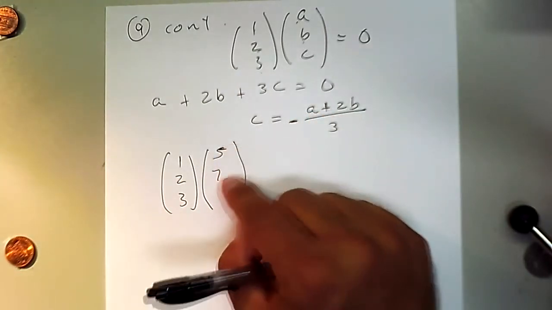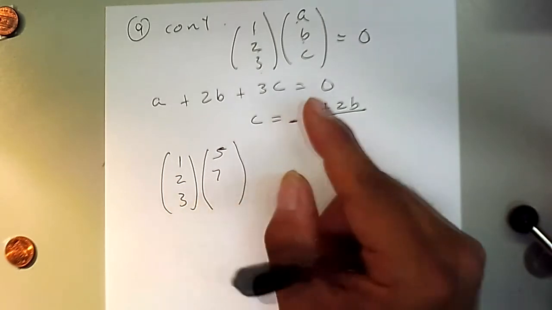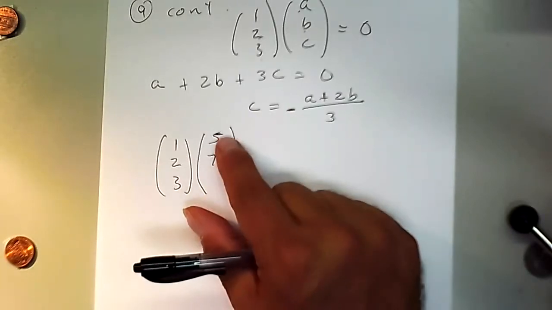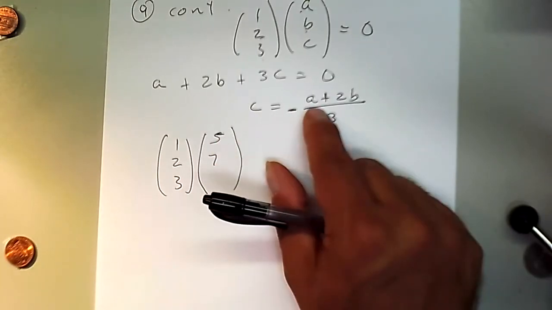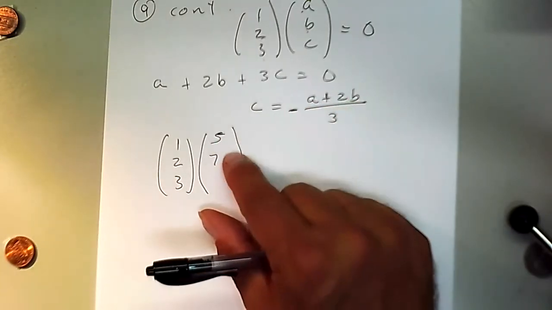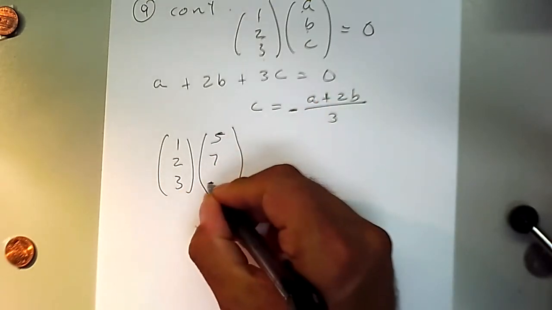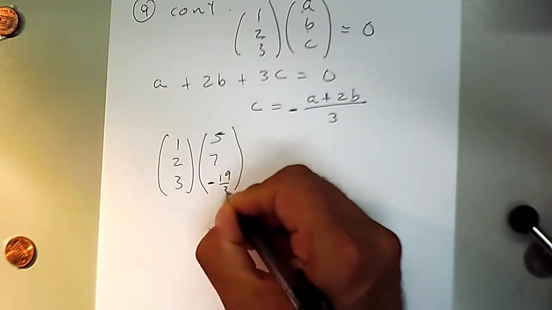Actually, if both were 0, then this formula will give us 0. So even if those two were 0, we're okay, but that would be the trivial case. Anyhow, so 5 and 7 is 12. Oh, no, I have to do twice the second one. So 5 and 14 is 19. So the third number has to be negative 19 over 3.